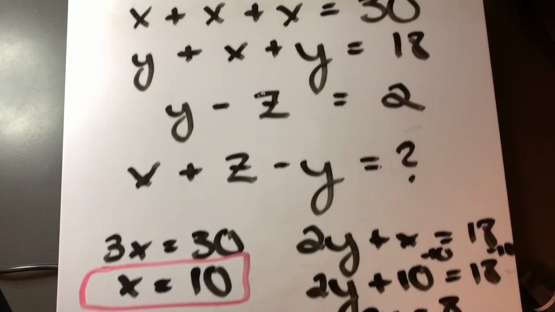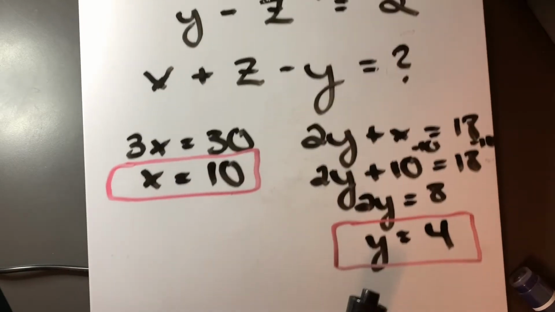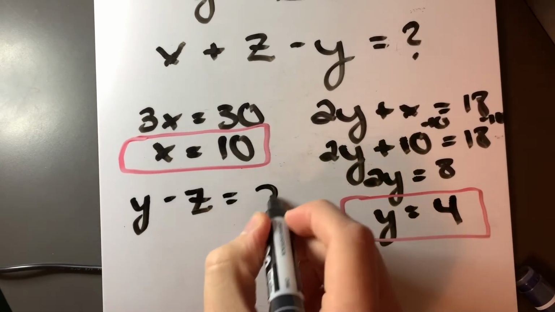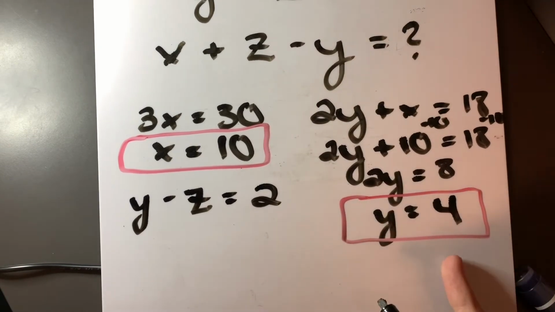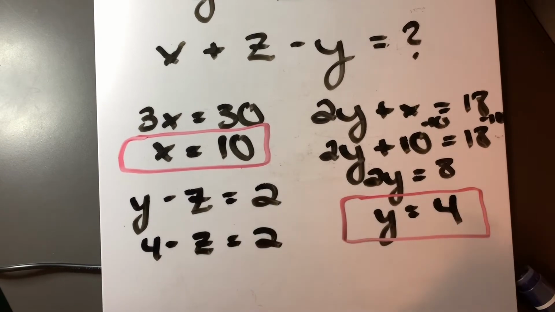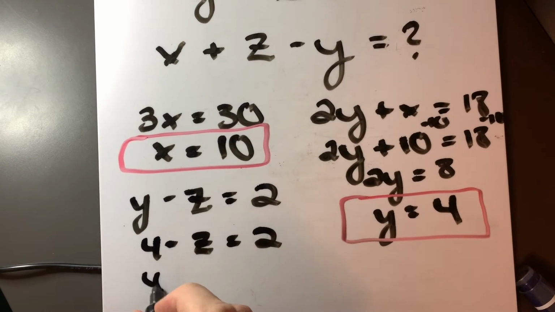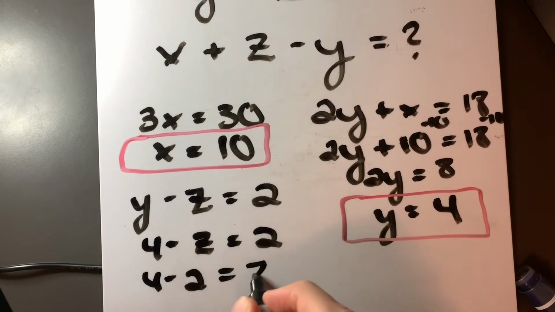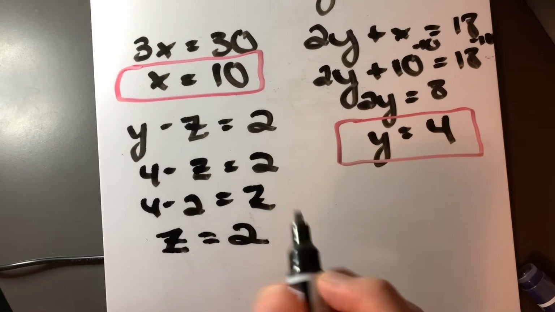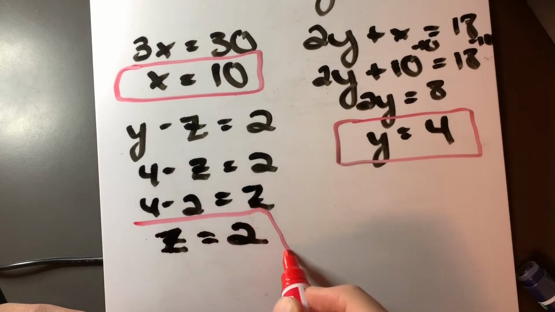So now we just have one more line to deal with. y minus z is equal to 2. So let's write that one out here. y minus z equals 2. Well, what did we say y was? It's 4. So we can sub in 4 here. And then all you have to do is move the z to this side, the 2 to this side. And simply put, we have 4 minus 2 is equal to z. And furthermore, we have that z is equal to 2 because 4 minus 2 is 2. So we're going to circle that as well.